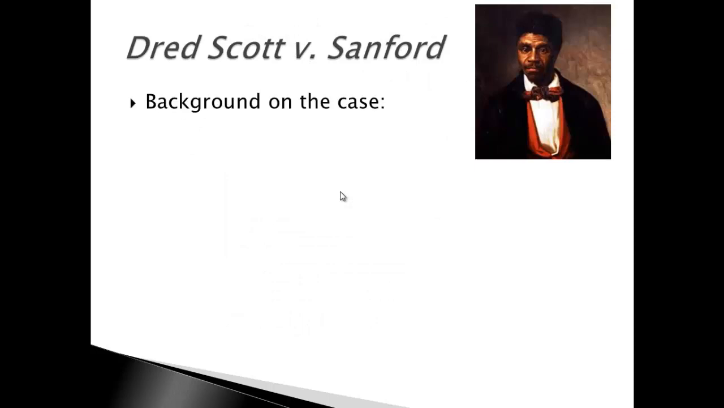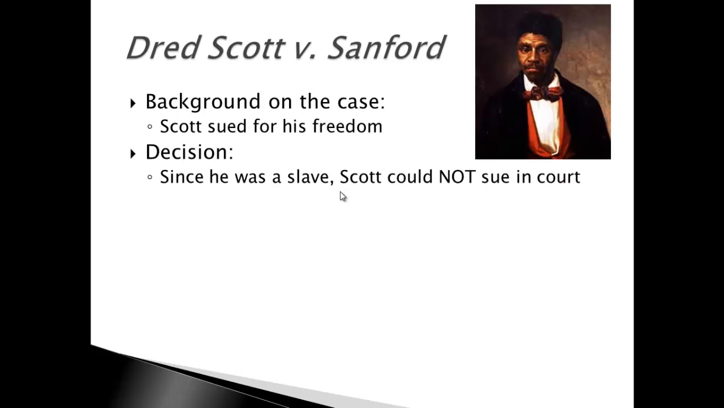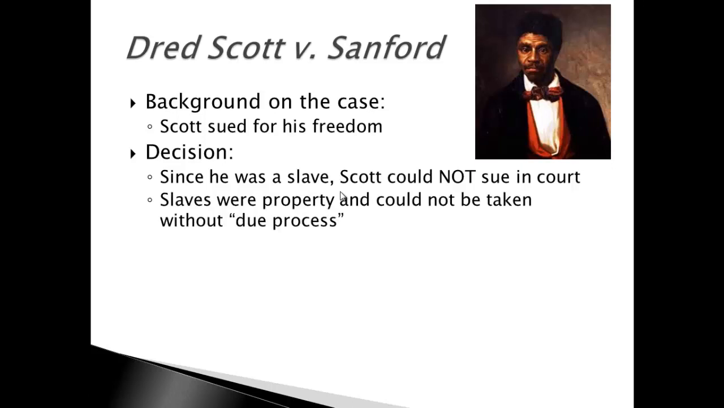This guy here, Dred Scott, he is a slave, his master dies, and he sues for his freedom. And the Supreme Court, under the leadership of Chief Justice Roger B. Taney, says the following: since Dred Scott was a slave, Scott could not sue in court, much like the Native Americans in Cherokee Nation versus Georgia, who were not citizens and could not sue in court.